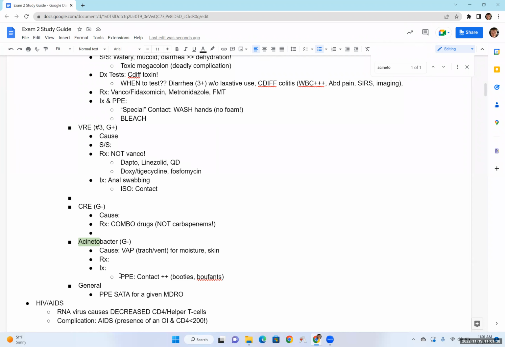So you got other enhanced PPE. Who else has enhanced, not enhanced PPE, but enhanced isolation precautions? It's C. diff, right? C. diff has isolation, you have enhanced isolation. By enhanced it just means you wash your hands, you don't foam out, right? And you don't foam in either.